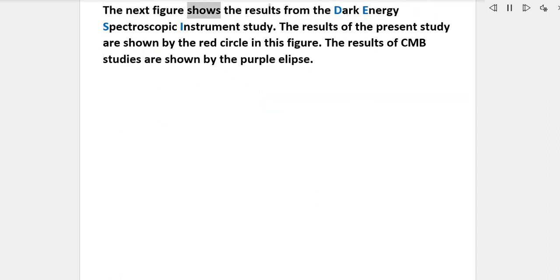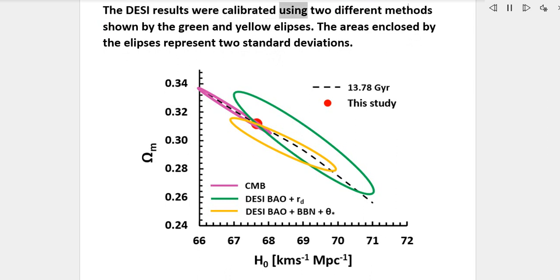The next figure shows the results from the Dark Energy Spectroscopic Instrument study. The results of the present study are shown by the red circle in this figure. The results of CMB studies are shown by the purple ellipse. The DESI results were calibrated using two different methods shown by the green and yellow ellipses. The areas enclosed by the ellipses represent two standard deviations.